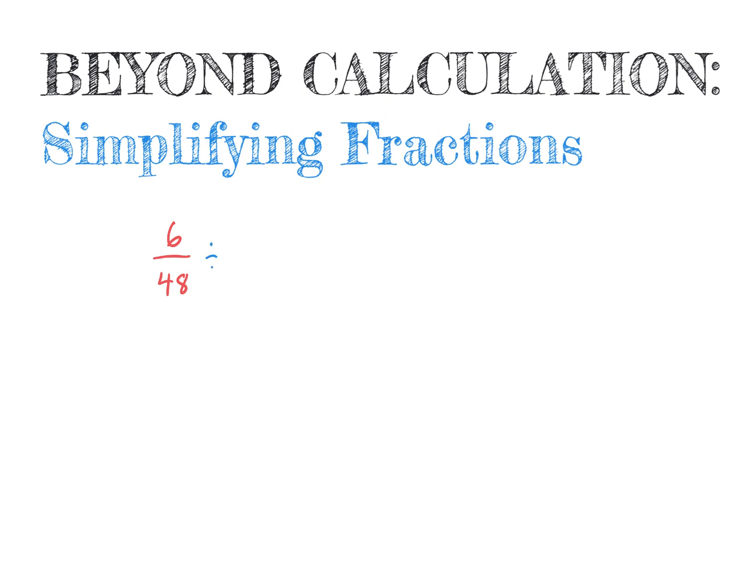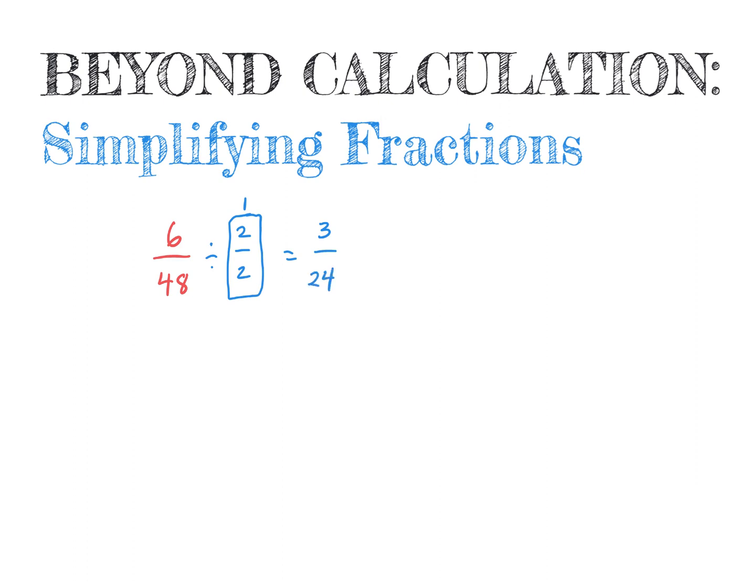So the first step is looking for common factors of 6 and 48. And if you don't immediately see one, look for even numbers. In this case, 6 and 48 are both even, which means 2 is a common factor. So if I divide by 2 over 2, that is 1 whole. I'm not going to change the value of the fraction, so I'm going to get 3 over 24.